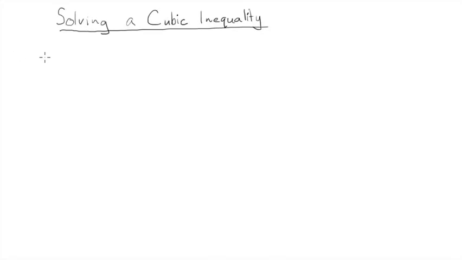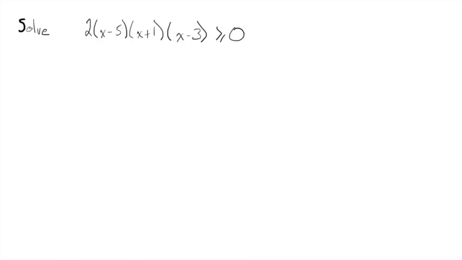Alright, in this video I'm going to solve a cubic inequality. Actually, I might solve two. Let's say here's our example. We want to solve 2 times (x minus 5)(x plus 1)(x minus 3) bigger than or equal to 0. I want to figure out which values of x make this inequality true.